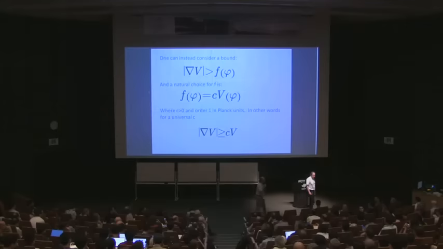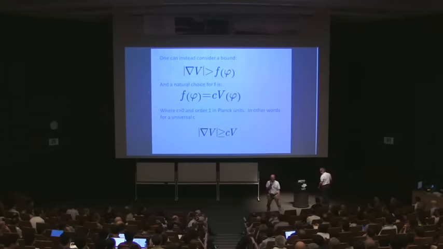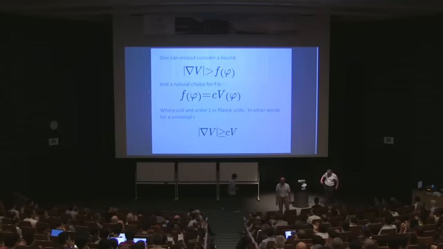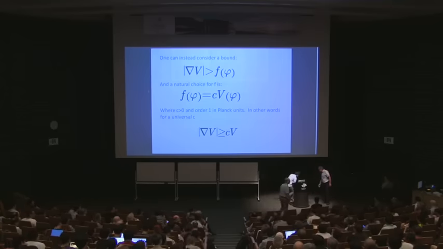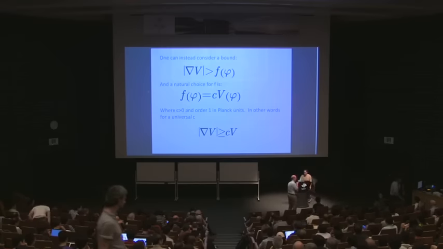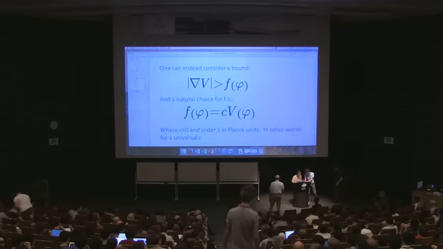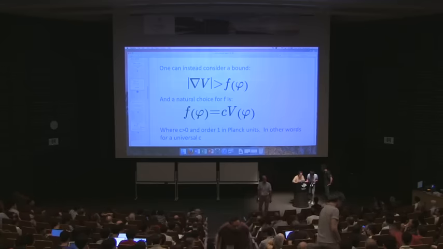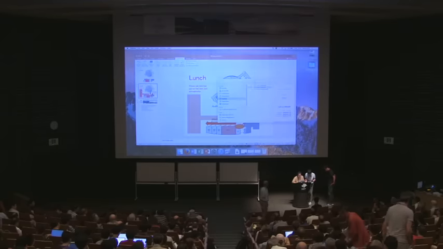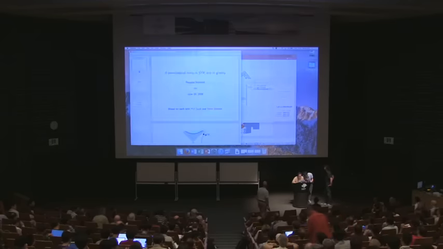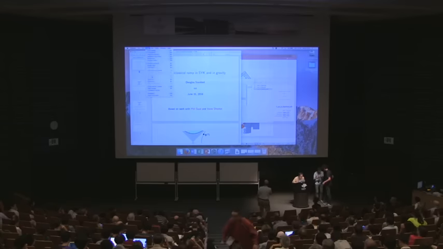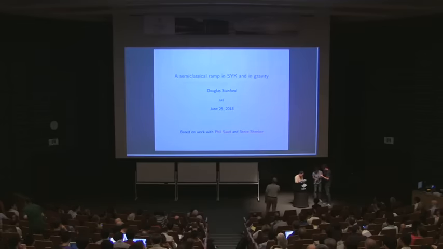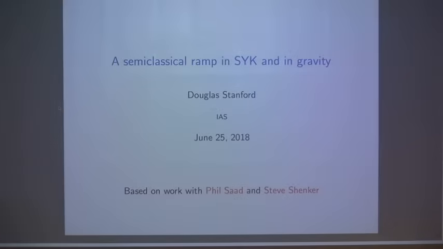I think it's very good that we have this discussion, but I think we also have to go on. So thank you very much, Kumrun, again. Thank you. So we come to the third speaker of the session, Douglas Stanford. So now the title is a semi-classical ramp in the SYK and in gravity.